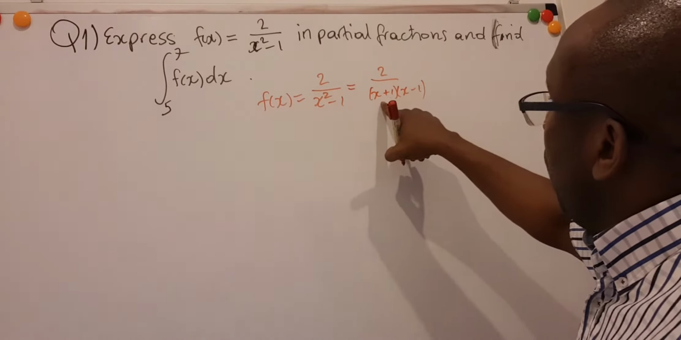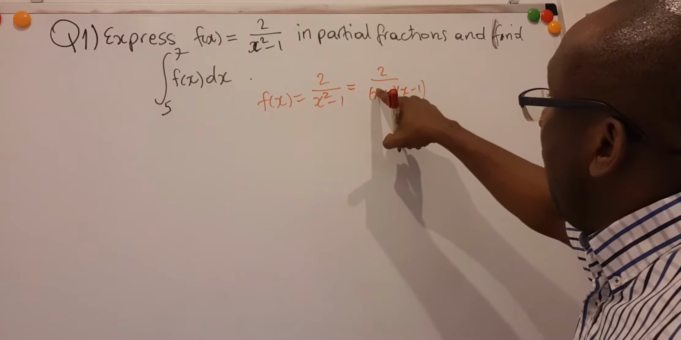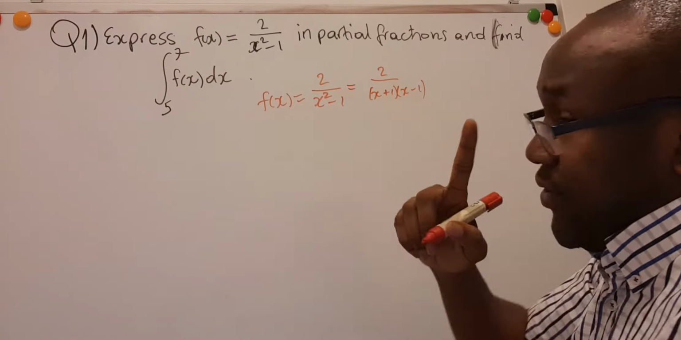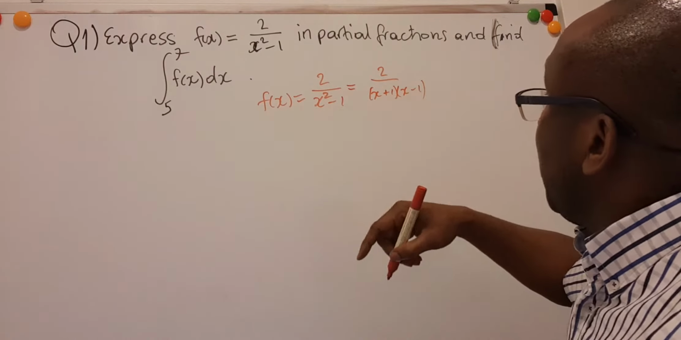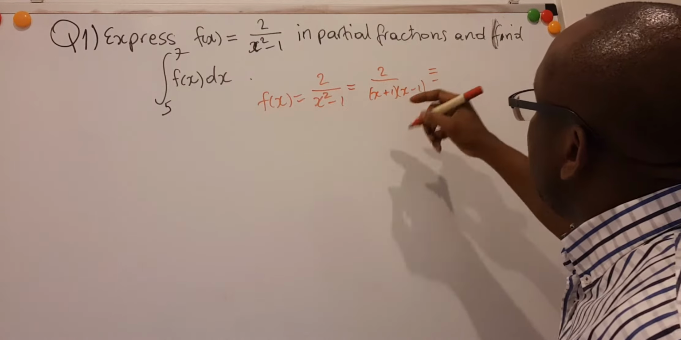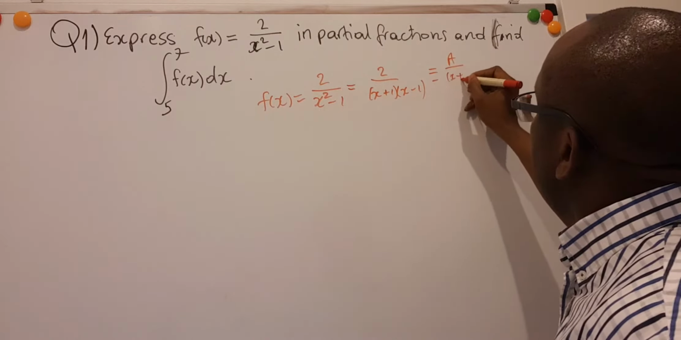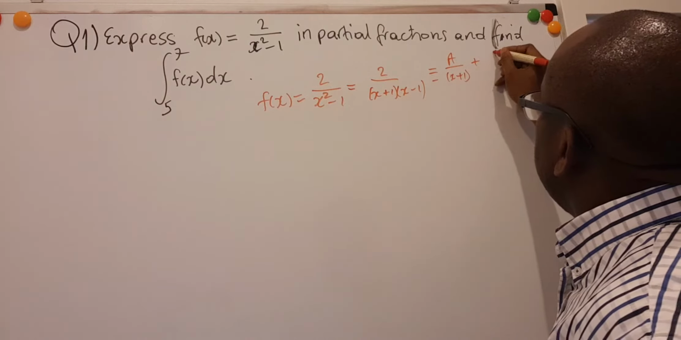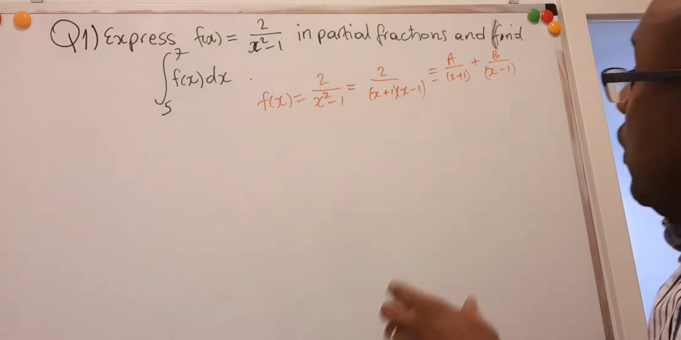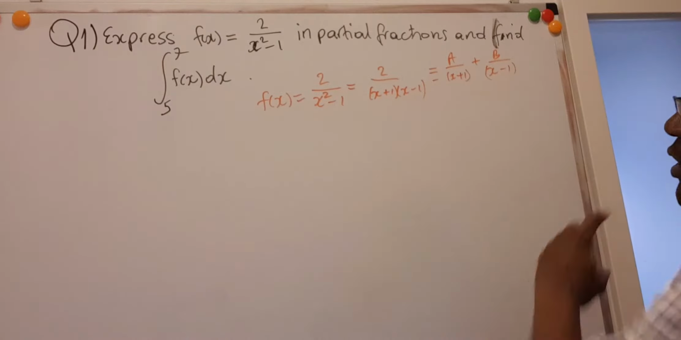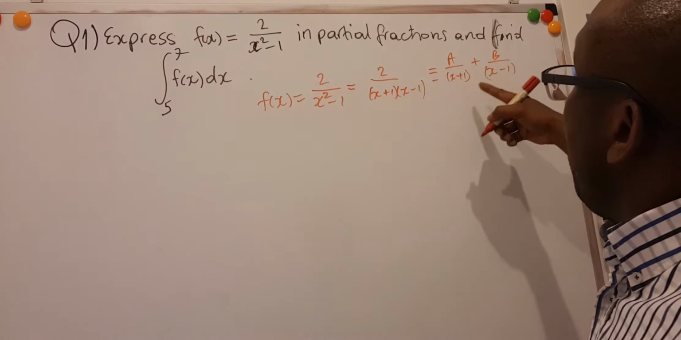So, if I look at these factors, they're all linear, meaning the power of x is only 1. So these are linear functions of x. When we have linear functions of x, to express in partial fractions, we'll just be looking for something where we have A divided by x plus 1 plus B divided by x minus 1. That is what you'll be looking for. Once you can solve for A and B, then you have your partial fractions.